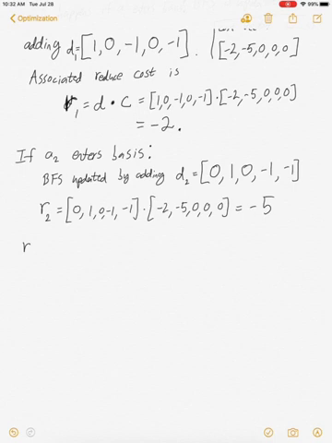In fact, both of my reduced costs are negative. So I could choose to bring either A1 or A2 into the basis, and I'd still bring my cost down. Typically what we do is we pick the direction with the smallest reduced cost. So -5 is smaller than -2. We choose to bring A2 into the basis.